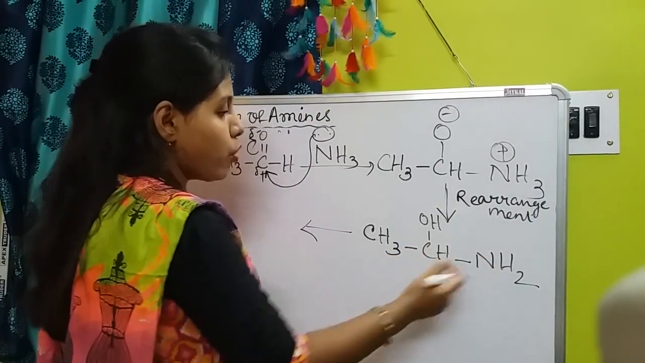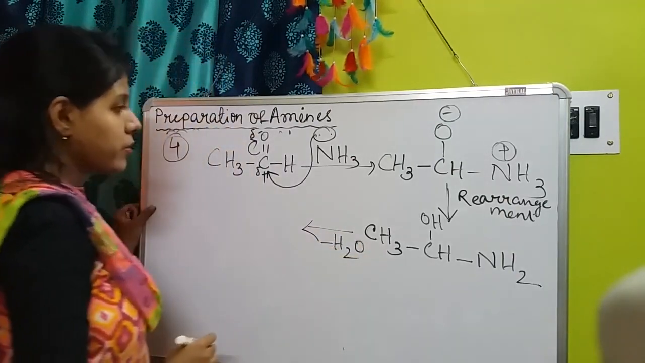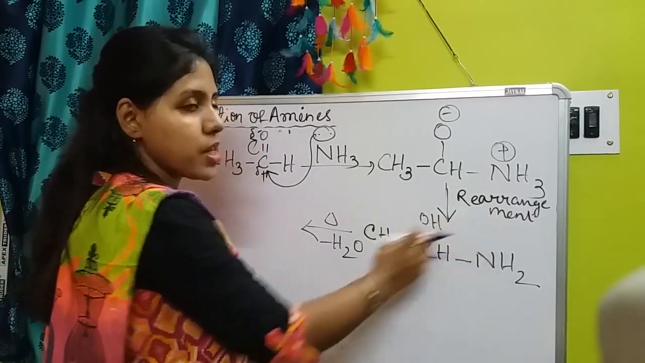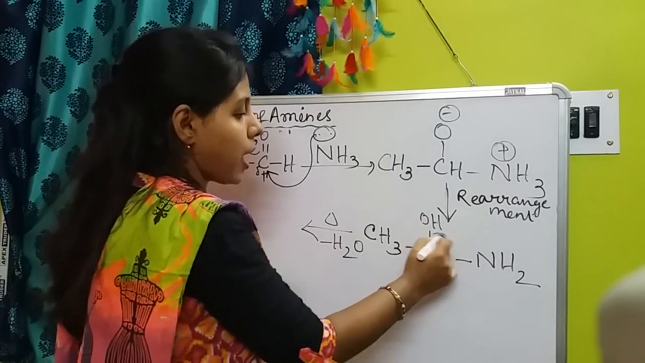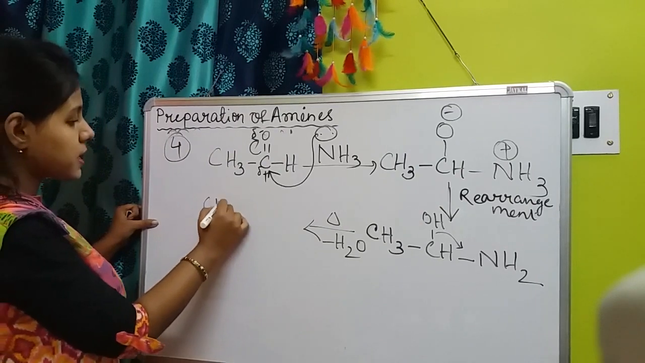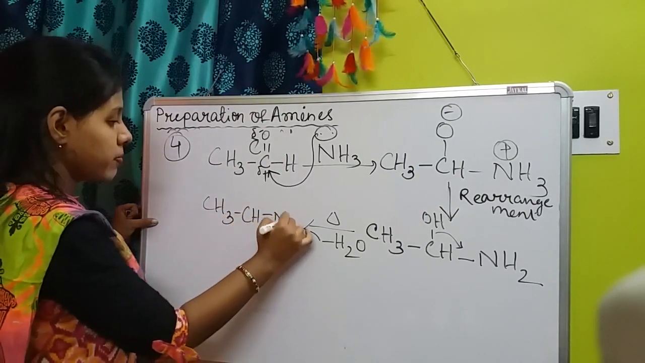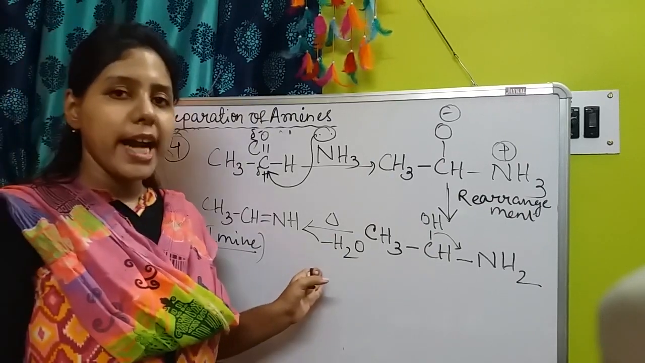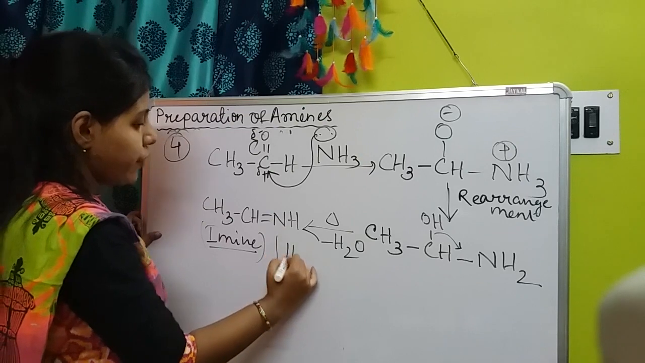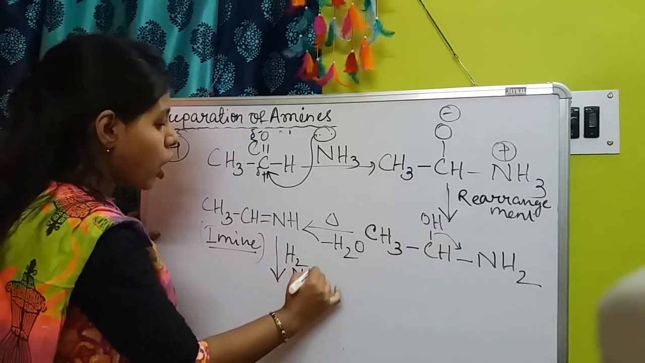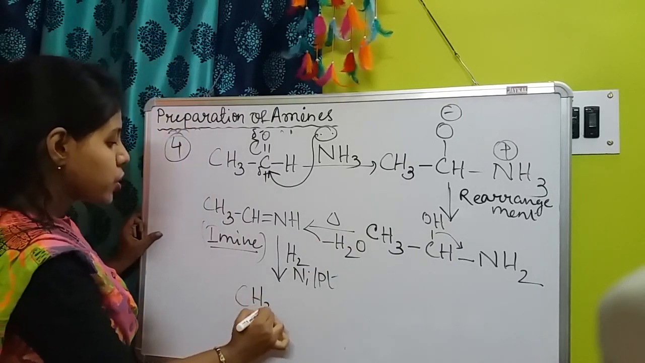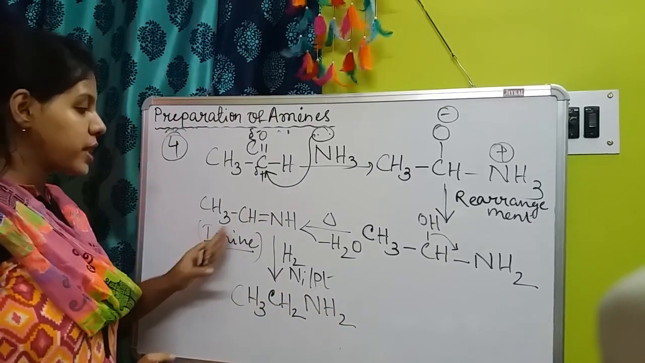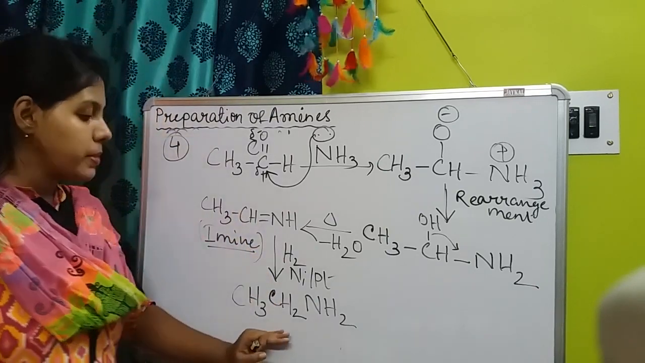Now one water molecule will be removed out from here as minus H2O. By heating, one water molecule will be removed out from here, the OH from the carbon atom and the hydrogen from the NH2. So there will be a formation of double bond from here. So there we are getting this compound. This is known as imine compound. Now if you add here hydrogen in presence of nickel or platinum or palladium, whatever you want to add, it will be reduced to CH3CH2NH2. There will be the addition of hydrogen with the CH and with the NH. So there will be the formation of this group.